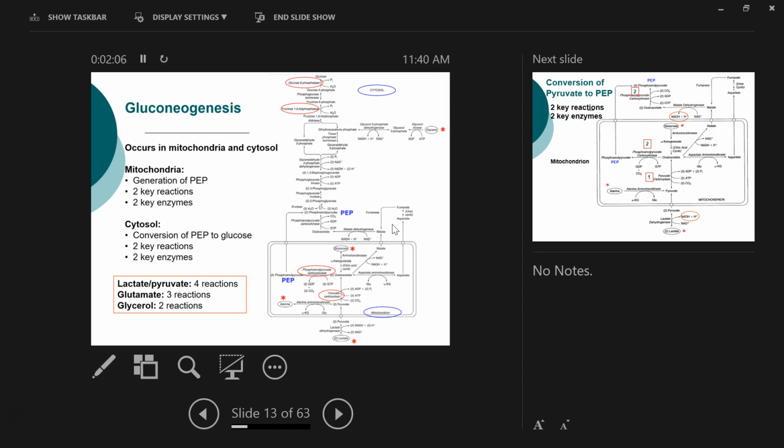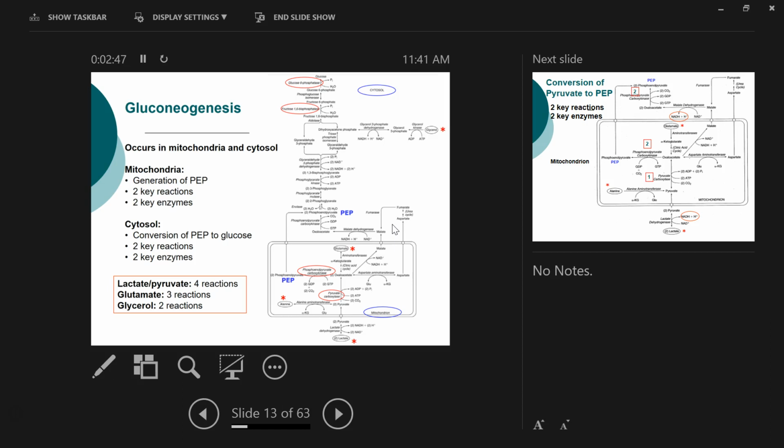So let's see lactate or pyruvate as the precursors. The two reactions in the mitochondria include, one, the conversion of pyruvate to oxaloacetate by pyruvate carboxylase, and the second reaction in the mitochondria is the conversion of oxaloacetate to phosphoenolpyruvate, or PEP, and these two reactions involve these enzymes in the mitochondria.